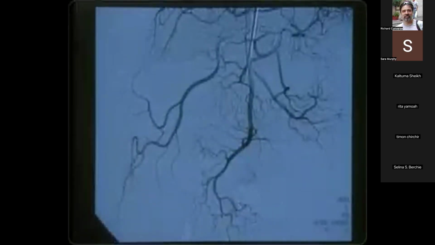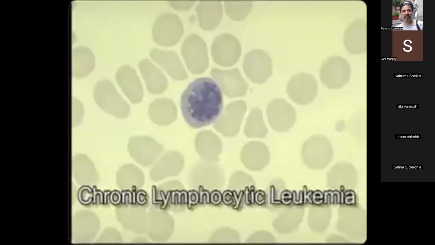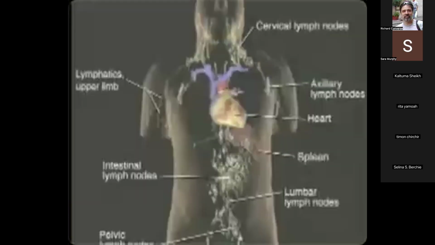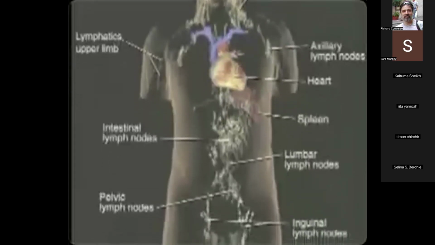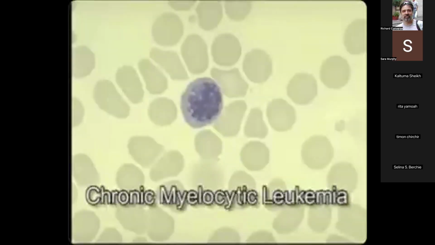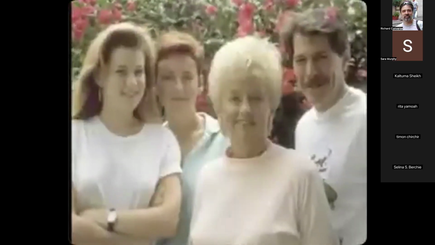Chronic lymphocytic leukemia is characterized by a large number of cancerous mature lymphocytes and enlarged lymph nodes. Chronic myelocytic leukemia is a disease in which a cell in the bone marrow becomes cancerous and produces a large number of abnormal granulocytes, a type of white blood cell. This disease may affect people of any age.